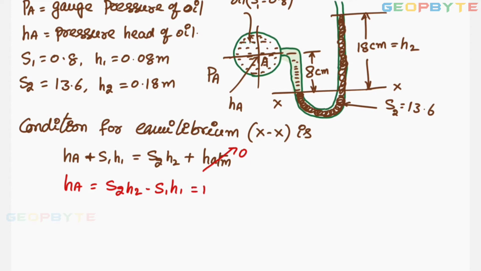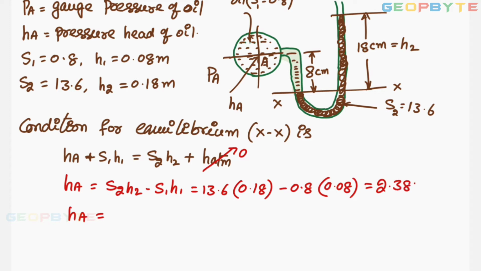Now let us put these values. S2 equal to 13.6, H2 0.18, minus S1 0.8 multiplied by 0.08. You substitute these values for getting HA equal to 2.384 meters of oil, because oil is flowing through the pipe.